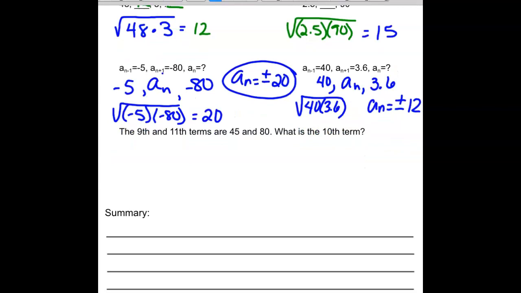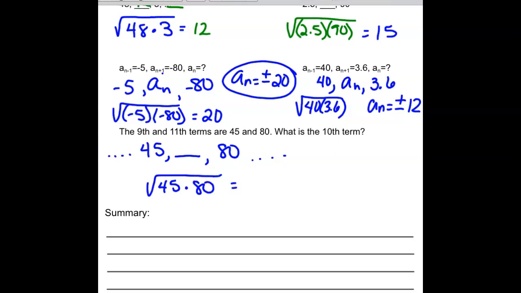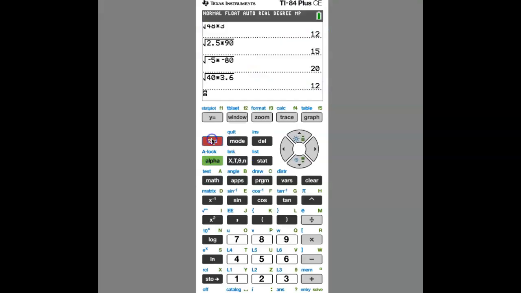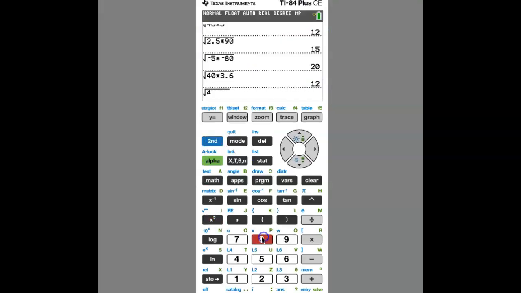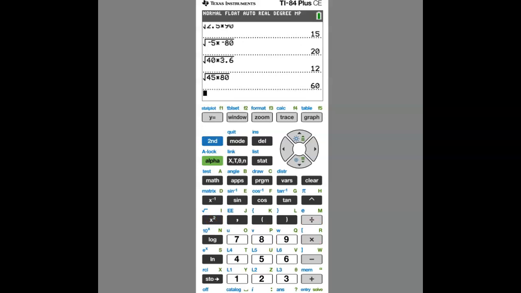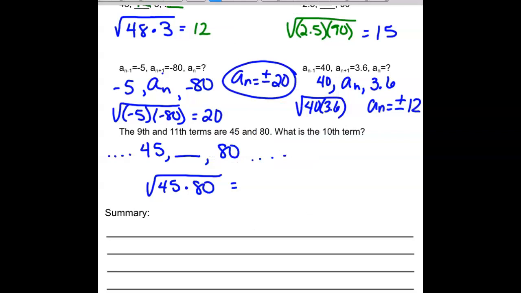The 9th and 11th terms are 45 and 80. What is the 10th one? So again, we're given a 45, a missing one, and then an 80. And we're looking for that missing one. Doesn't matter where in my sequence it is. In this case, we're given the 9th and 11th, and we're trying to find the 10th. We still can multiply those two together, square root that answer to find that missing term. So we need the square root of 45 times 80. And we get 60. So our missing number, our 10th term, could be a positive or negative 60.